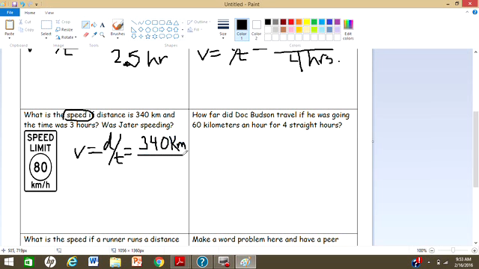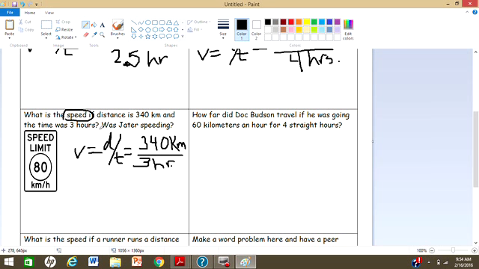And we have a time of 3 hours. That doesn't really look like a 3 very well, but it is. Time of 3 hours. Okay, you're going to go ahead and do your division, and you'll get your answer. And then that will take care of the first one. So if this distance is 340 kilometers and the time is 3 hours, this, when you do the division, will give your answer of his speed.